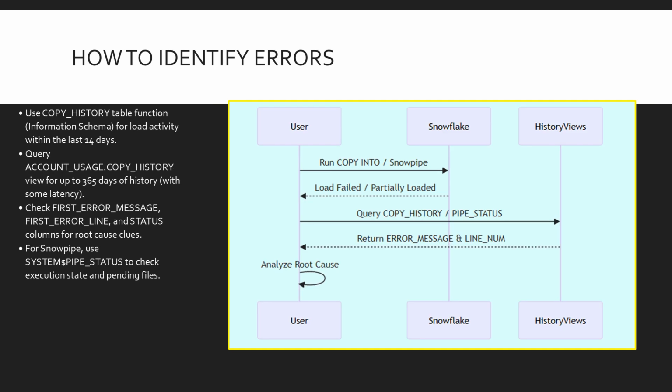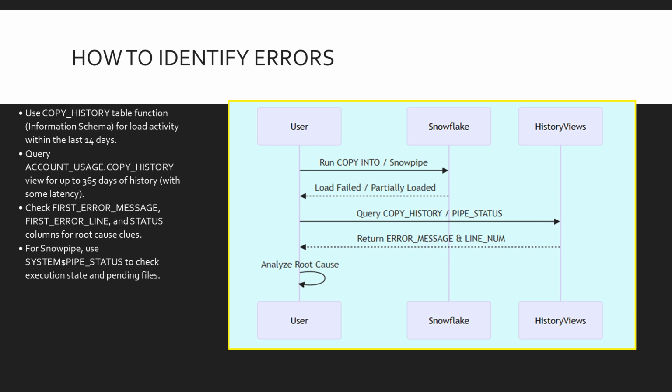Now, how do we find these errors? Your primary tool is the copy history table function in the information schema. This gives you near real-time details on load activity for the last 14 days. For longer-term analysis, use the account usage copy history view, which retains data for a year but has some latency. In both views, look specifically at the first error message, first error line, and status columns. These are your smoking guns.